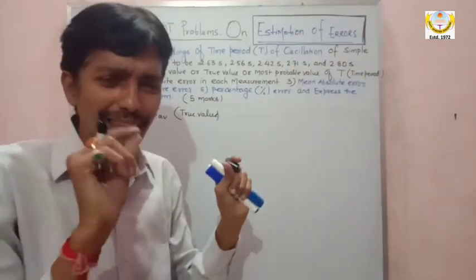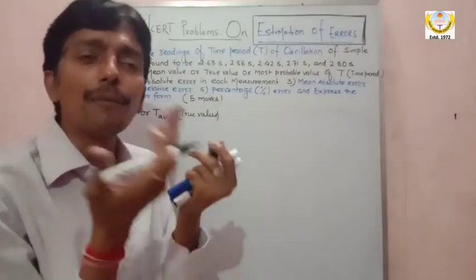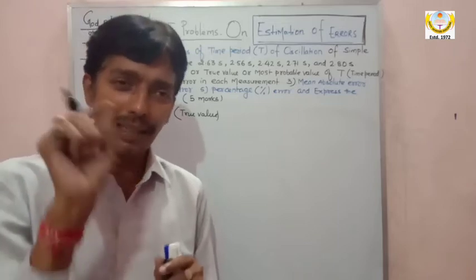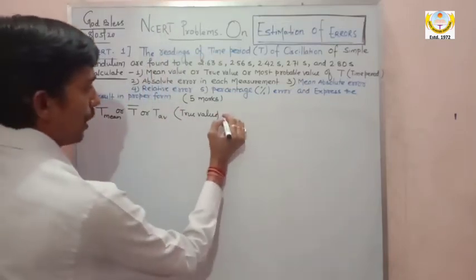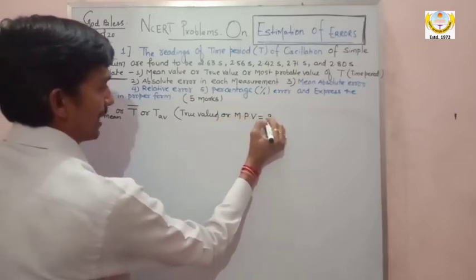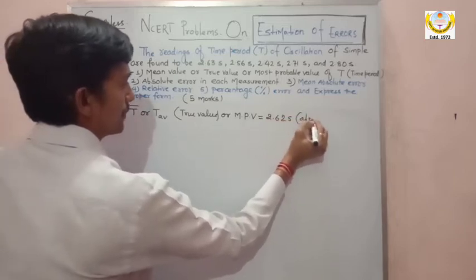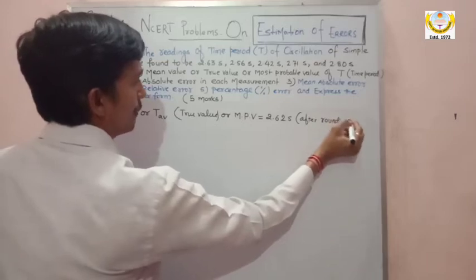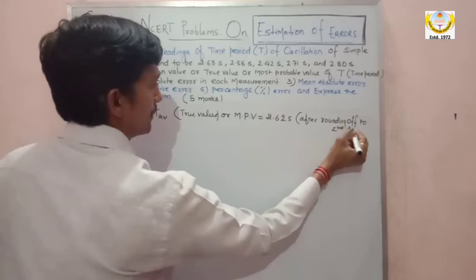See, it is good to go along with many languages, children. There are 5 measurements. So sir, which is the true value? Sir, I got the answer. We will take the mean. The mean will be the true value or most probable value. Okay? Or MPV, most probable value. Don't forget. And this answer I got as 2.62 second after rounding off to second decimal place.